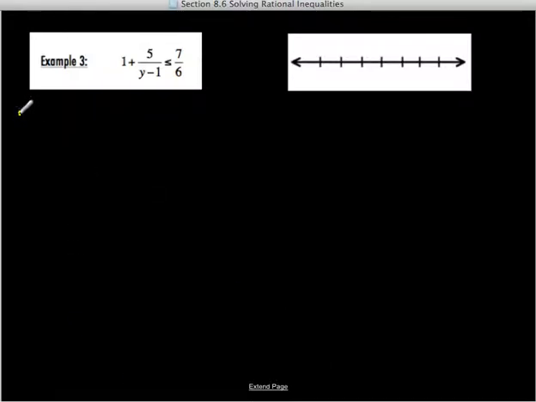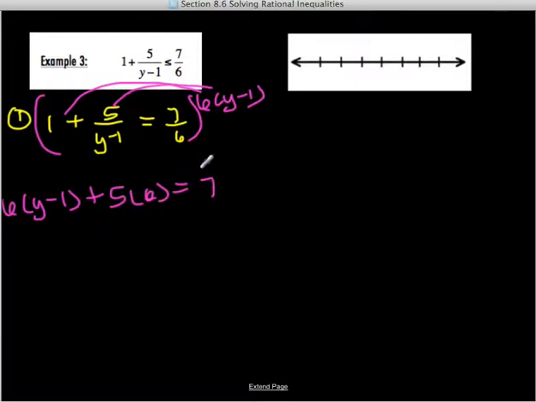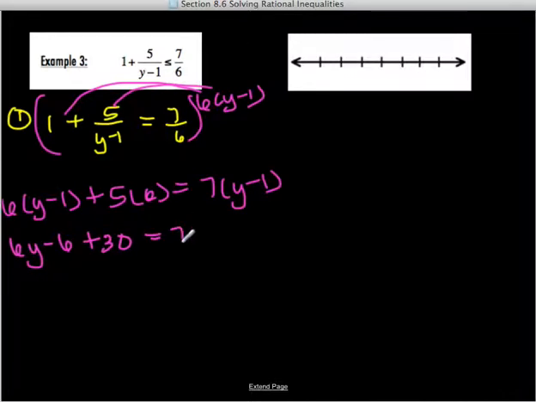So I would have 1 plus 5 over y minus 1, and that equals 7 over 6. So my least common denominator would be 6 times y minus 1. So I have 6 times y minus 1 plus my y minus 1s will cancel when I distribute here, so it's 5 times 6 will equal 7, and then my 6's will cancel, so it's 7 times y minus 1. So I have 6y minus 6 plus 30 is equal to 7y minus 7. On my left-hand side, negative 6 plus 30 will give me 24 is equal to 7y minus 7.